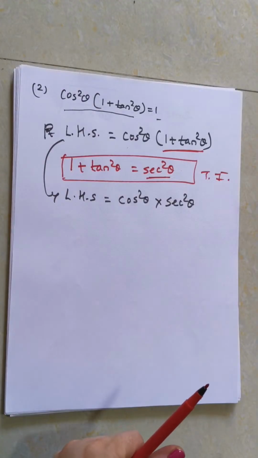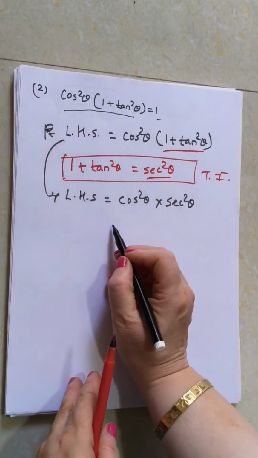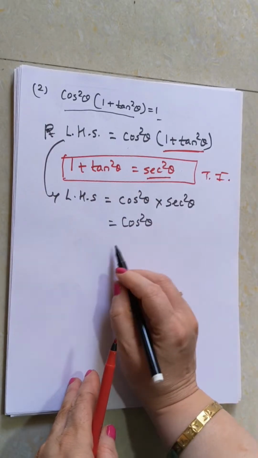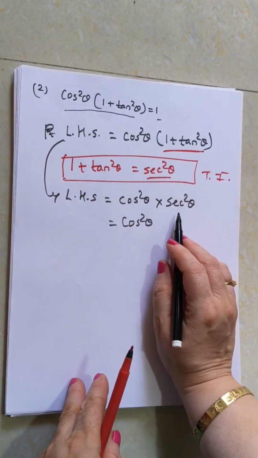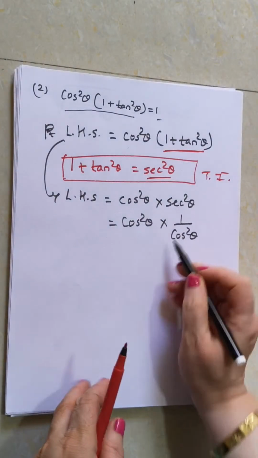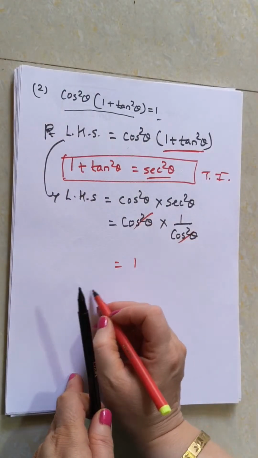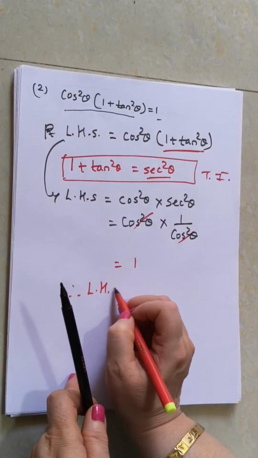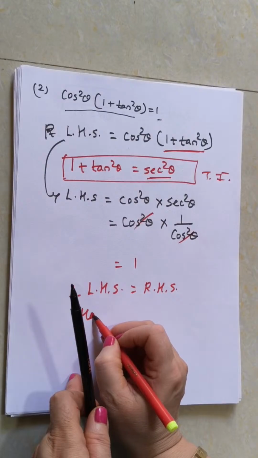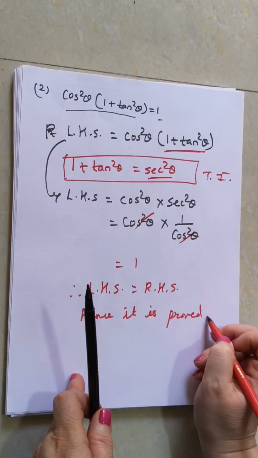Okay everyone, yes, correct, Aditya. So sec square theta means what? You know the formula that sec theta is 1 upon cos theta. So here it is sec square theta, so 1 upon cos square theta. And this cos square cancel, that is equals to 1. And therefore LHS is equals to RHS, hence it is proved. So everybody understood?